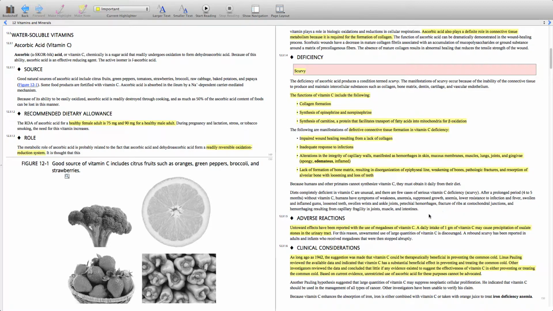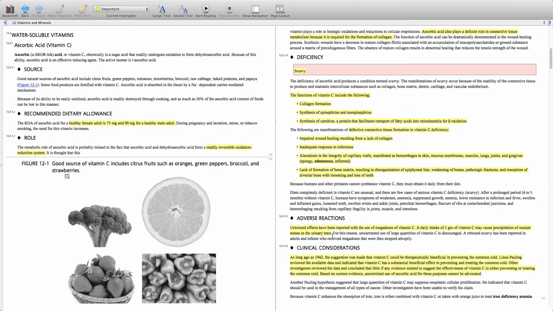So adverse reactions, untoward effects have been reported with the use of mega doses of vitamin C. A daily intake of 1 gram of vitamin C may cause precipitation of oxalate stones in the urinary tract. So this could be a cause of kidney stones. Now, there are different kinds of kidney stones, and sometimes vitamin C helps, and sometimes vitamin C hurts. So not all kidney stones are from too much vitamin C in the system.